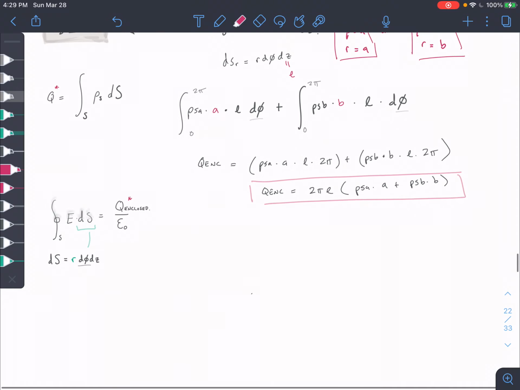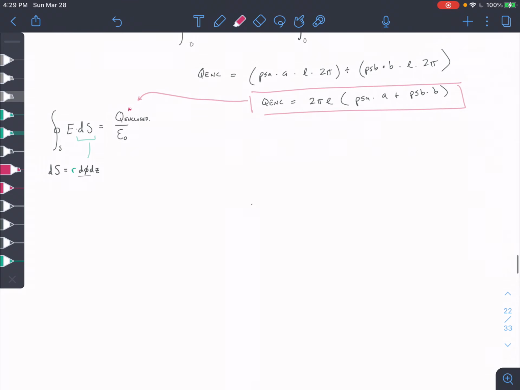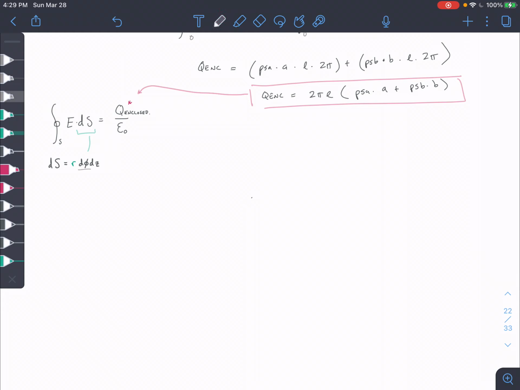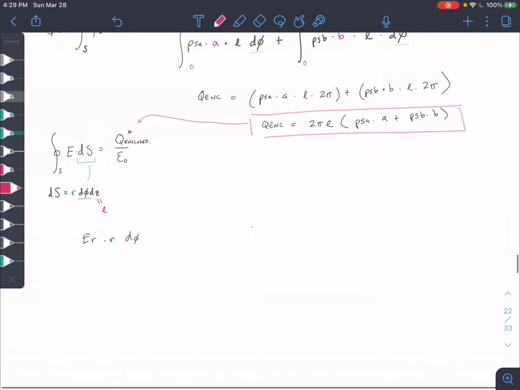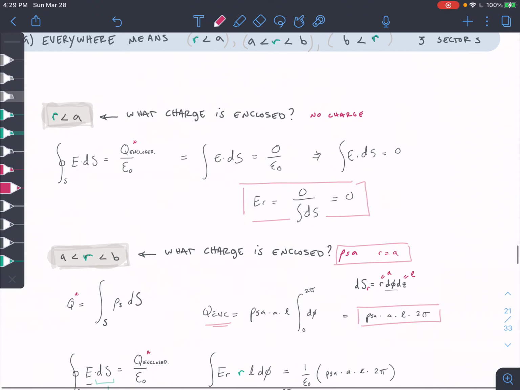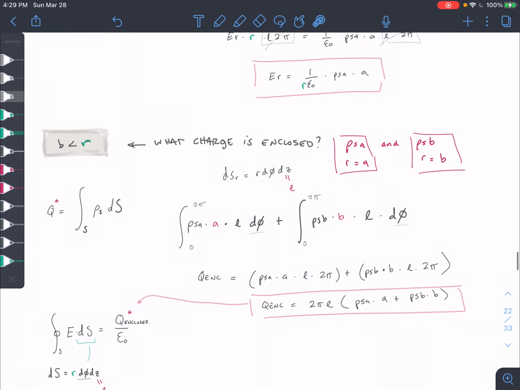Now we are going to plug this into our Gauss's law equation and solve for this part. Same thing on the other side here. We have our radial E fields multiplied by r, and then d phi dz, and we're modeling our dz as L because this cylinder is infinite. It's going to infinity on both sides, so z is infinite. So we're just going to model it as some length L.